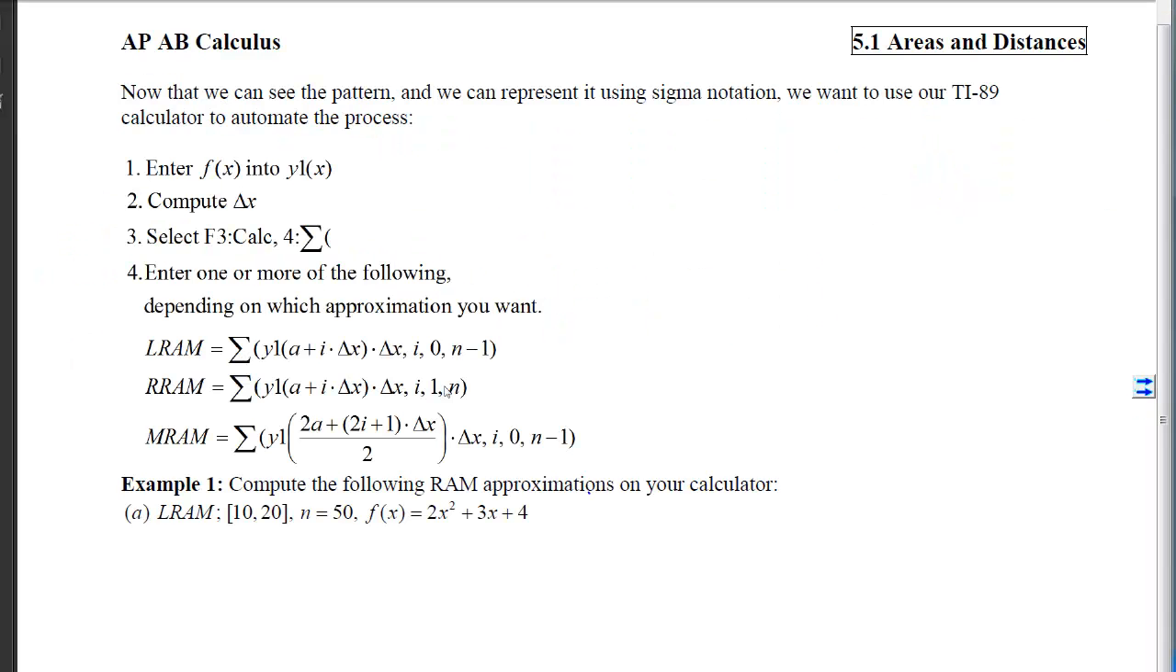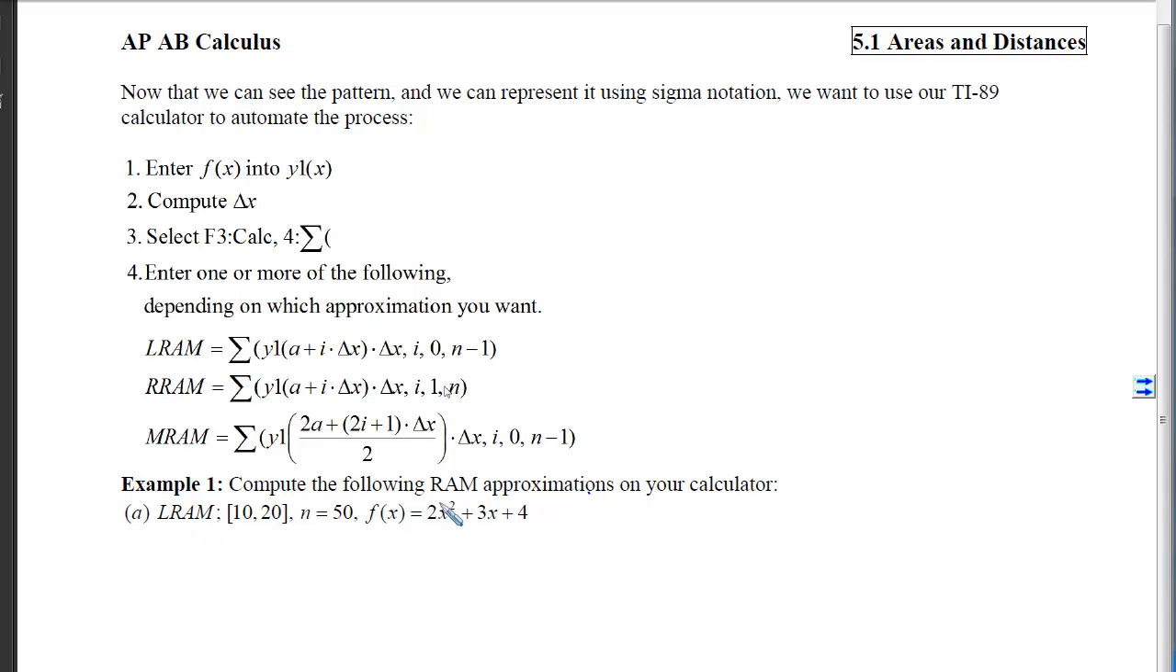The beauty of this is that once we see the pattern and we can represent it using sigma notation, then we can use our TI-89s to automate the process. So if we can write it in sigma, then we can just plug it into our calculator and it will compute the RAM approximation for us. So the first thing we'll want to do when we're doing this process is we'll want to enter our function into y1. Then we'll need to compute our delta x. Then we're going to start typing it into our calculator. So let's run through these 4 steps with this first example.